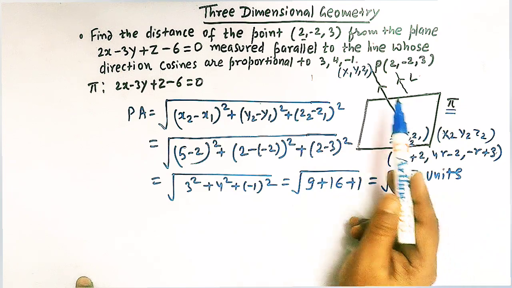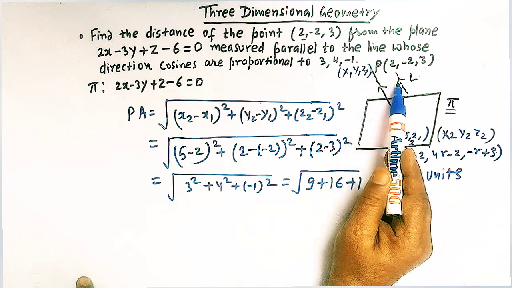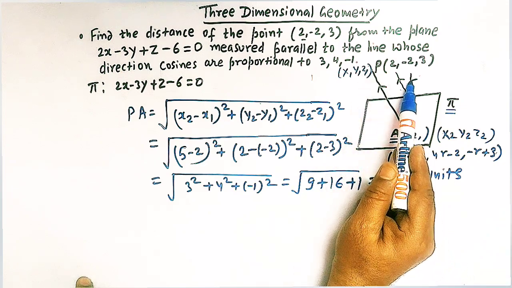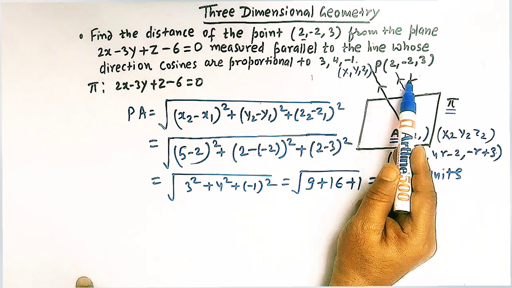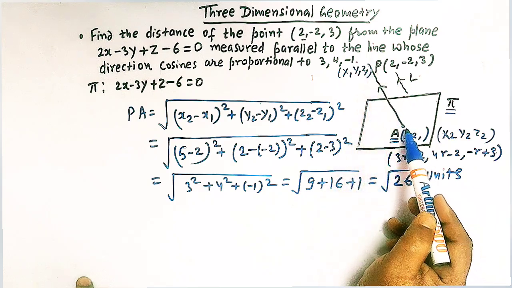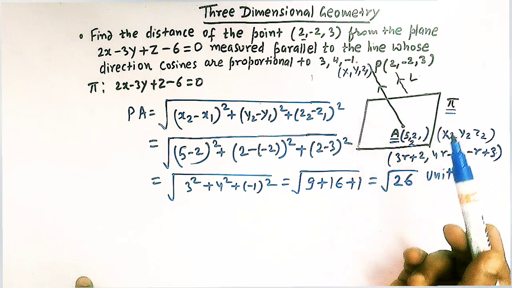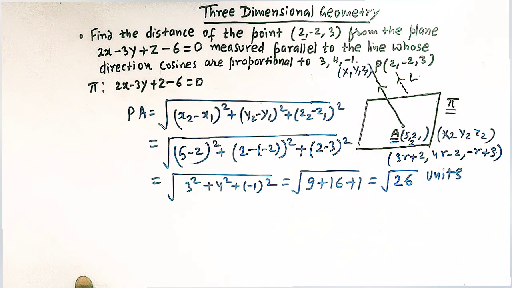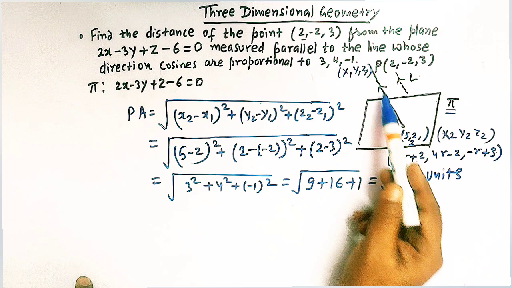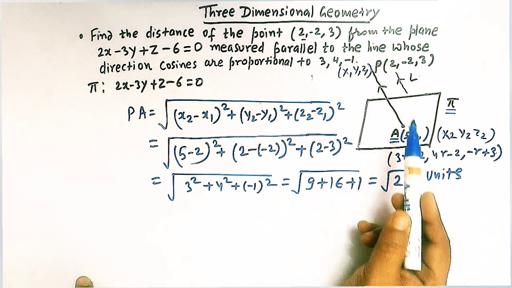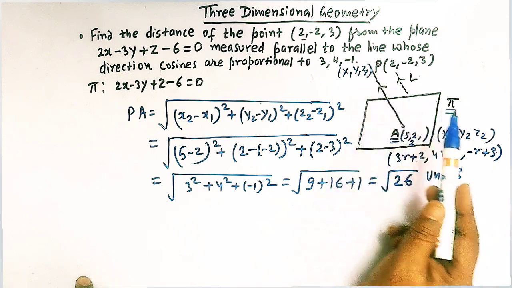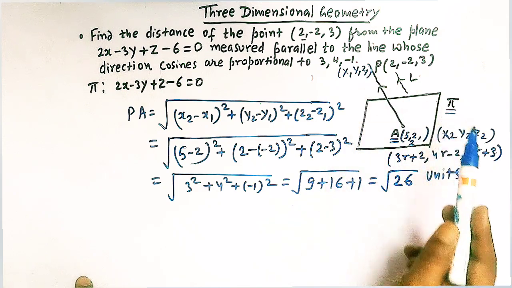And remember here this distance is measured along this line L, right? So the direction ratios of this line, that is PA, and this line L are equal or proportional. And remember this distance is not the perpendicular distance of this point P from this plane pi.